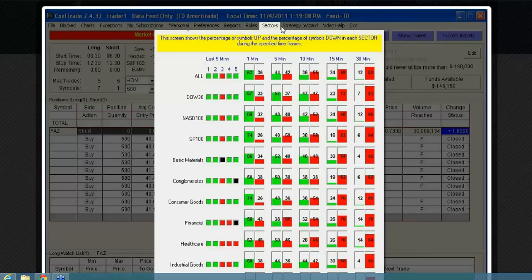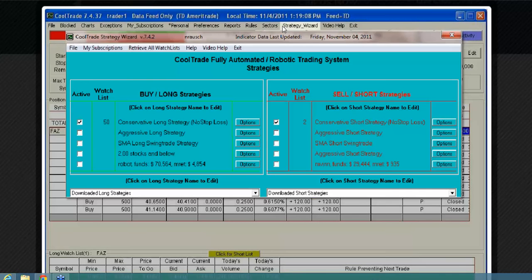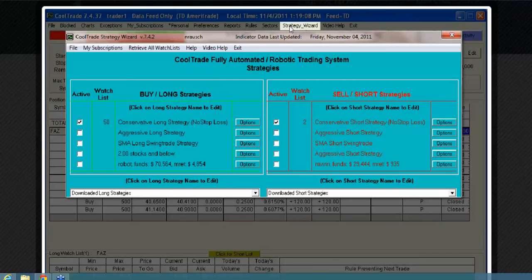Strategy Wizard, this allows you to access the back end of the system. So the two strategies that are checked on this one, I'm looking at a screenshot here because we're not during market hours, but whatever strategy you have checked is the one that the robotic trader is going to be carrying out. And this is the gateway to the back end of the system. So if you want some video help, it's here.